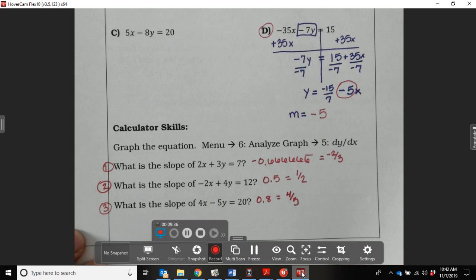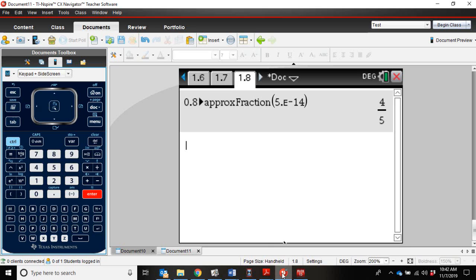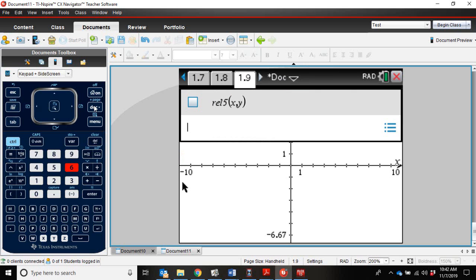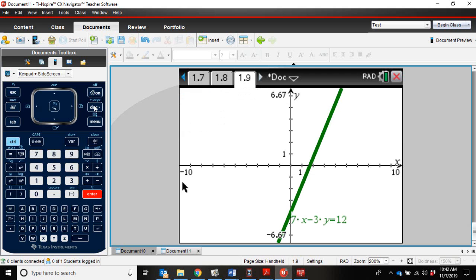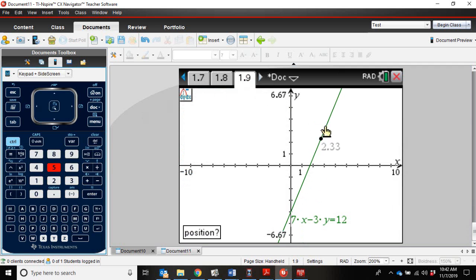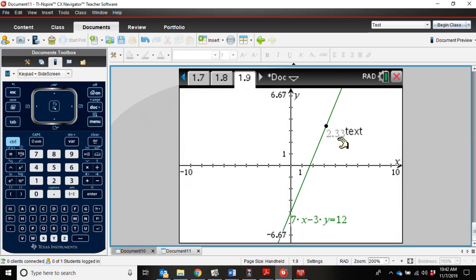So I want to show you one more. If I go to a graph page and I type in, let's see, 7x minus 3y equals 12. And I want to find my slope, menu 6, 5. It tells me my slope is 2.33, but that's a little bit misleading.